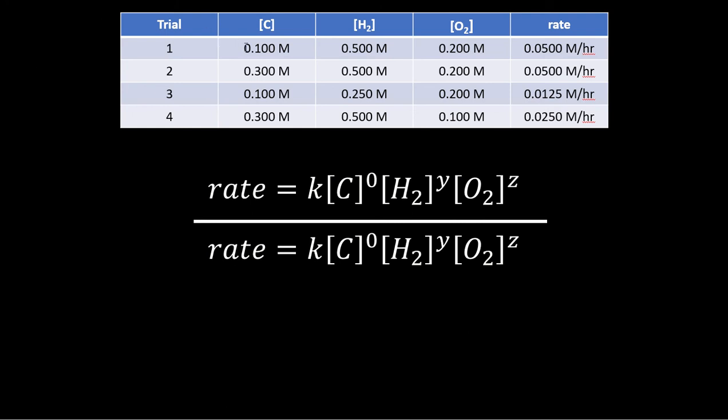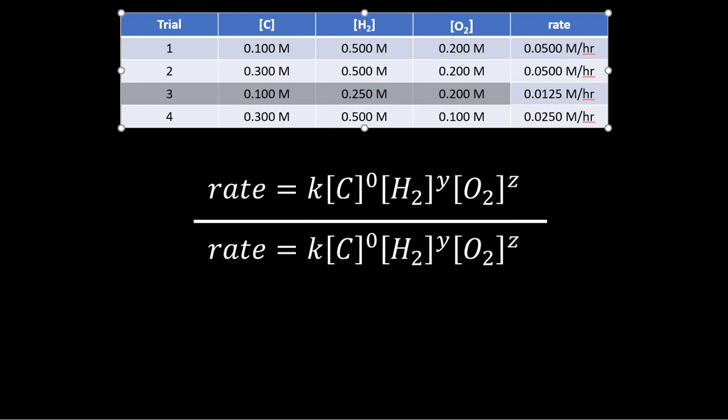Well, let's say we have two different numbers for hydrogen. It's either going to be 0.5 and 0.25 molars. So let's look for two trials where the carbon concentration stays the same and the oxygen concentration stays the same, but only the concentration of hydrogen becomes different. Well, if we look at, say, trials 1 and 3.